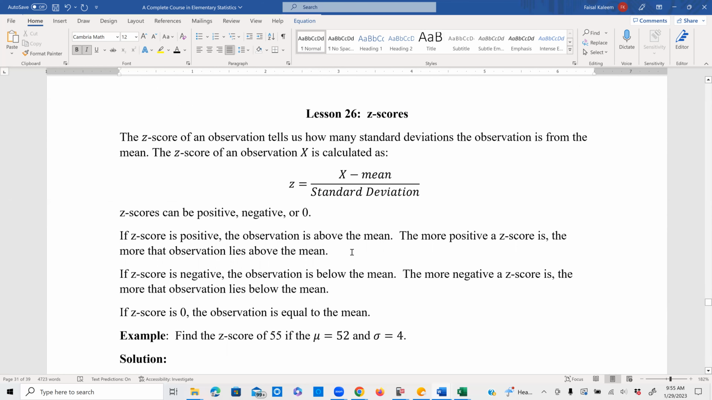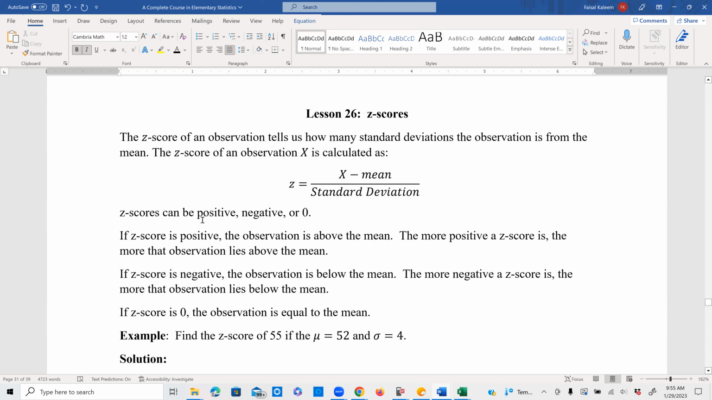Z-scores, as we said before, are obtained by subtracting the mean from the value of interest and dividing by standard deviation. The Z-score of an observation tells us how many standard deviations the observation is from the mean.